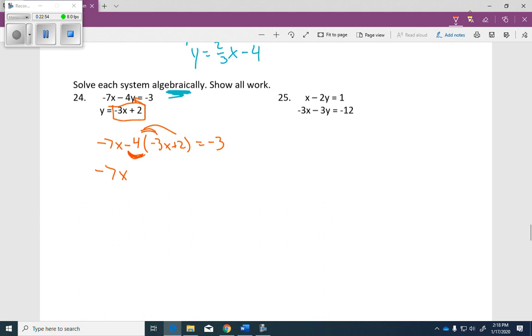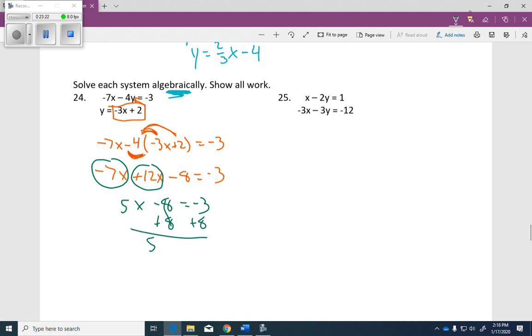So -4 times -3x is a positive 12x. -4 times 2 is a -8. Then I'll combine like terms. So 5x minus 8 equals -3. We'll add 8 to both sides. 5x equals 5. Divide by 5. X equals 1. But we're not done. Okay, don't think you're done.